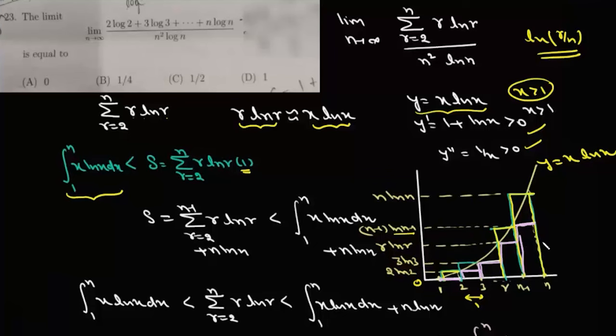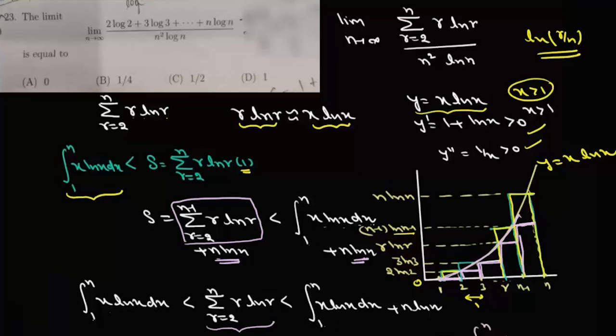So this sum can be expressed as the summation r to n minus 1 of r log r, and it will be less than this integral. Now it will be less than the area of this curve. So it will be less than the integral from 1 to n of x log x dx. Now what's missing in this is this last term n log n. So we'll add n log n on both sides. So now from here we can write this sum, that is summation r varies from 2 to n of r log r, will be greater than the integral from 1 to n of x log x, and it will be less than the integral from 1 to n of x log x plus n log n.